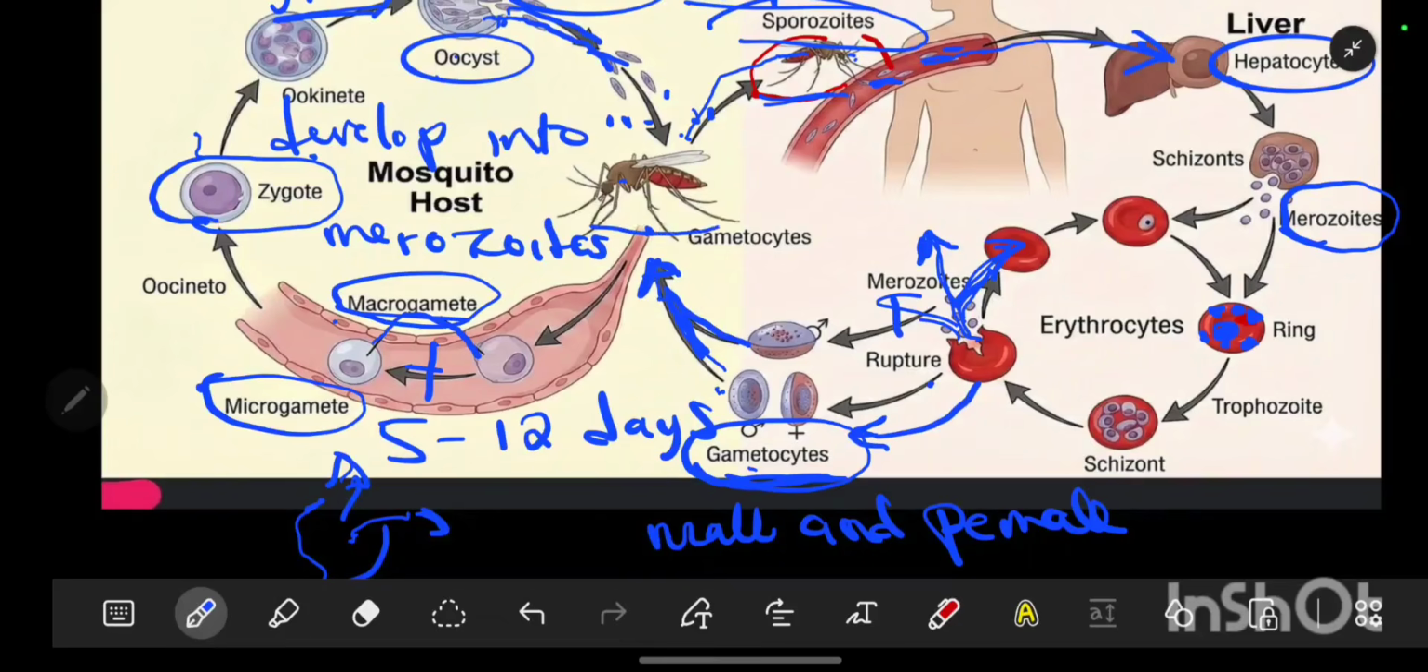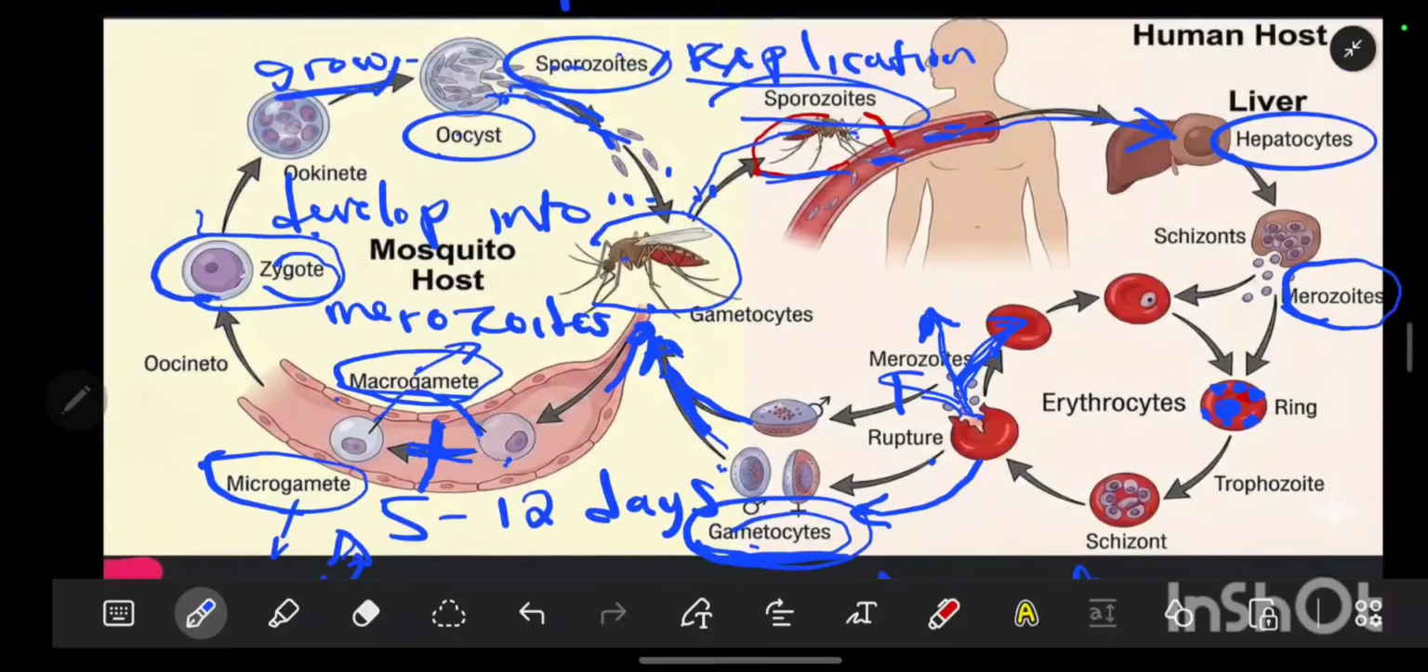When the second mosquito bites you, it will be able to ingest the blood that contains the gametocytes, which are the microgametes and the macrogametes. Macro is for females, micro is for males. After the red blood cell has been ingested by the mosquito, it will split into these two. Then these two are able to fuse. When they fuse, they are going to produce a zygote.